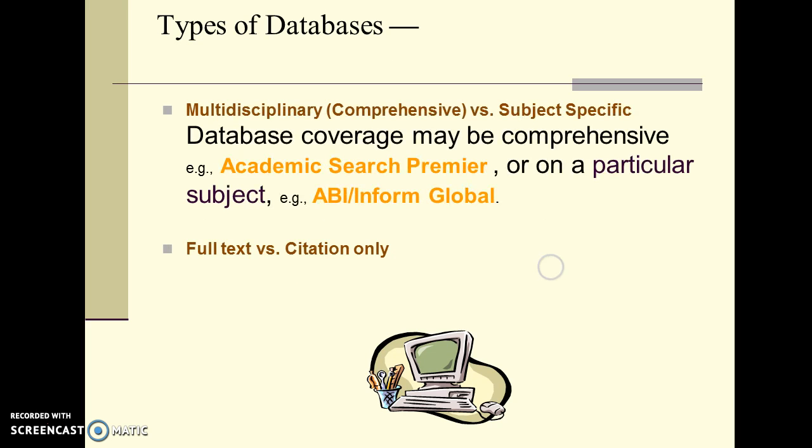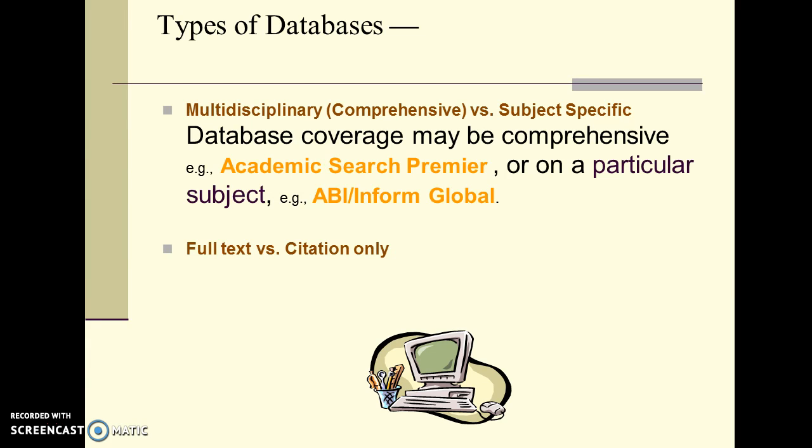And there's a couple different types of databases. There's the multi-disciplinary, comprehensive, like Academic Search Premier, which goes across the disciplines, to subject specific, like the Modern Language Association, which deals with English and things that have to do with literature and grammar. That would be a particular database if you wanted to search something in that discipline.